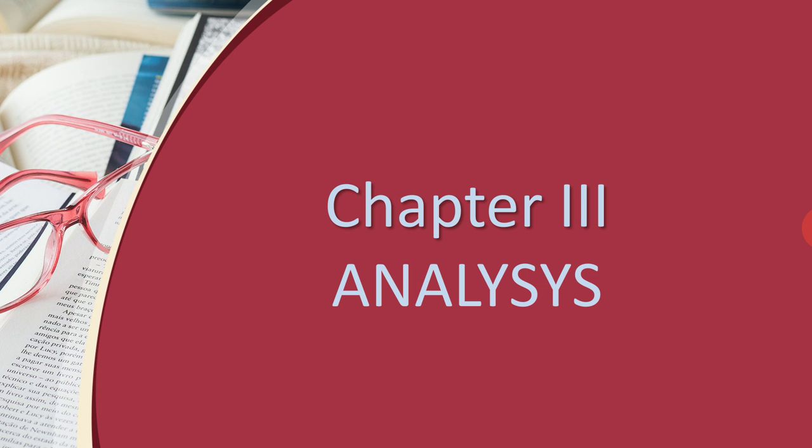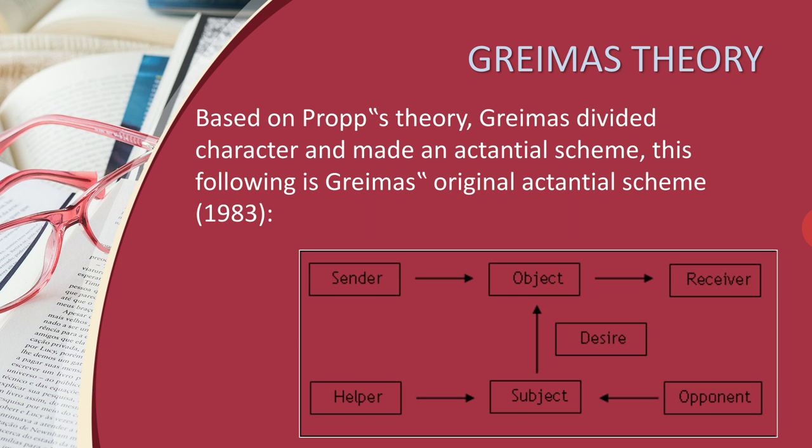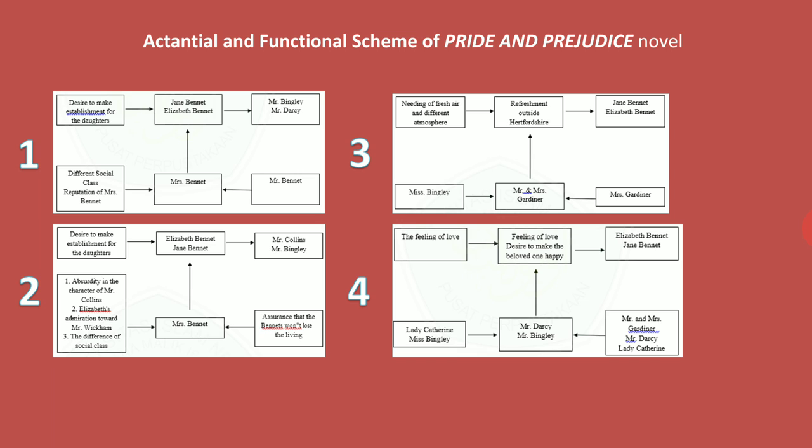It is the analysis of the data, and this is the theory of grammars, the chart based on Propp's theory. Grammars divided the characters and made an extension scheme. This following is Grammar's original extension scheme in 1983. You can see the chart clearly, I hope, because it is black color. And let's go to the next discussions.